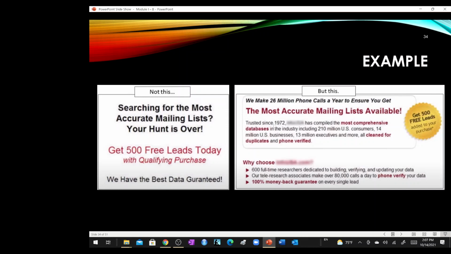And look, leveraging on their history, trusted since blah, blah, blah. The company name has compiled the most comprehensive databases in the industry, including numbers, US consumers, numbers, all cleaned for duplicates and phone verified. So this is one of the biggest problems. You buy a list, every name does matter, and it's duplicate somehow.